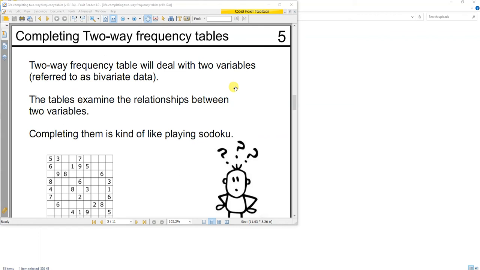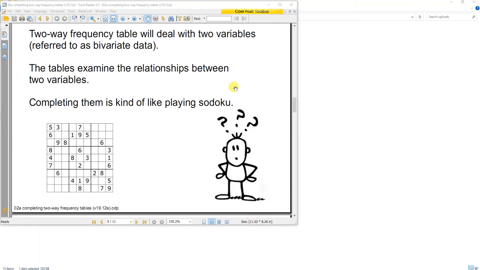Two-way frequency tables will deal with two variables, referred to as bivariate data. The tables examine the relationship between two variables. Completing them is kind of like playing Sudoku. So I don't know if you've ever seen this kind of Sudoku puzzle where you have to fill in all the numbers. Two-way frequency tables are very similar to that.